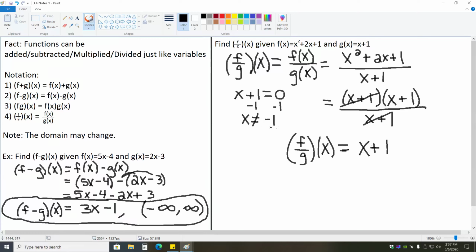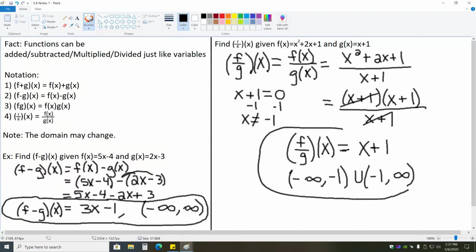But, as we said earlier, we have a new domain where x cannot equal negative 1. It can equal anything else though, so remember we say we're going from negative infinity all the way till that negative 1. Union, we're going from negative 1 all the way to positive infinity. And this is our simplified answer.